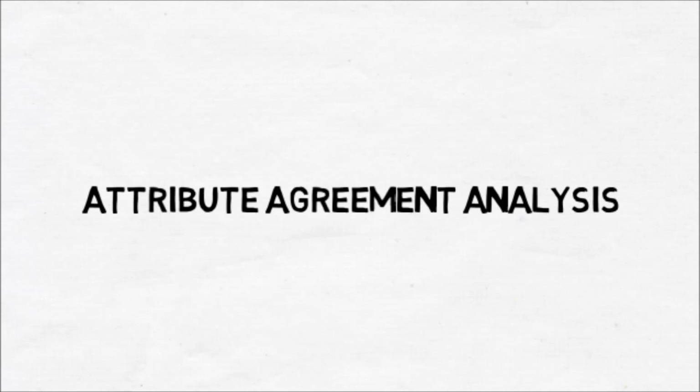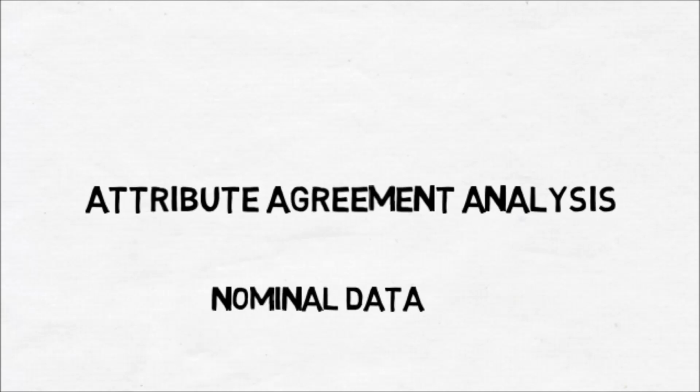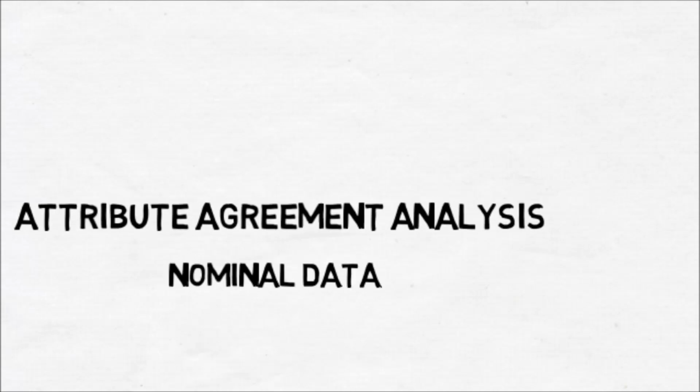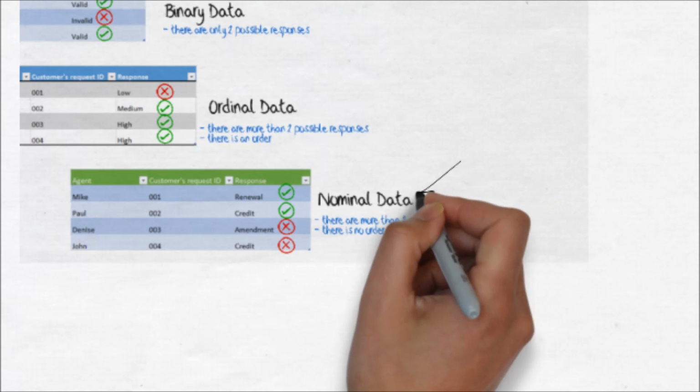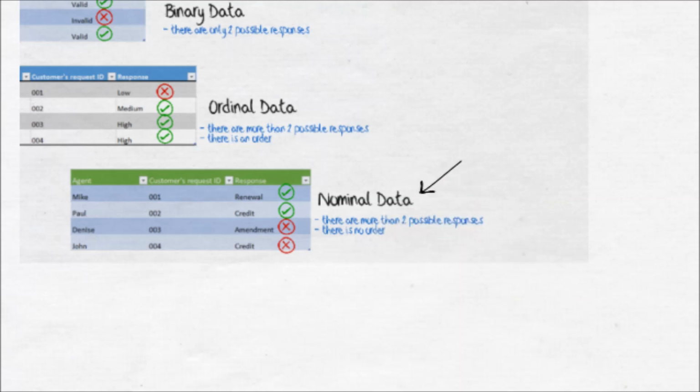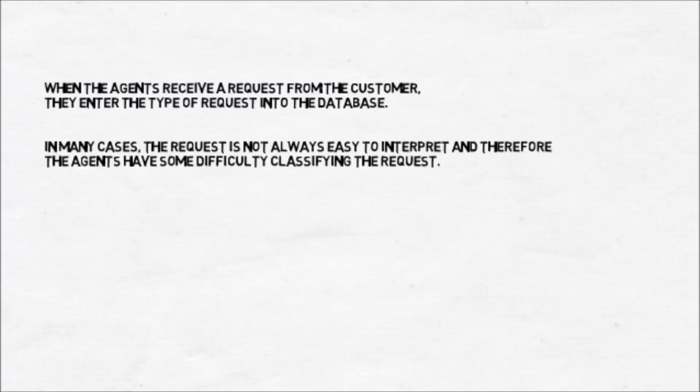So we've seen in a previous video tutorial how to conduct an attribute agreement analysis for binary data. In this video tutorial, we'll see how to conduct this analysis for nominal data. We refer to nominal data when the data has more than two possible responses and those responses do not have any order.